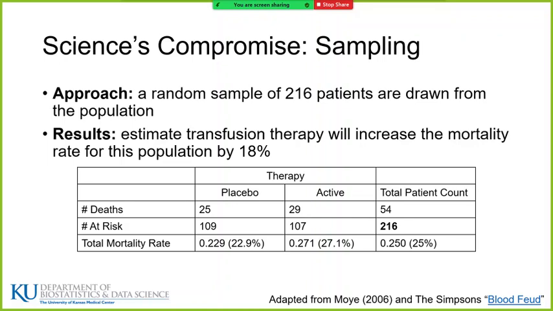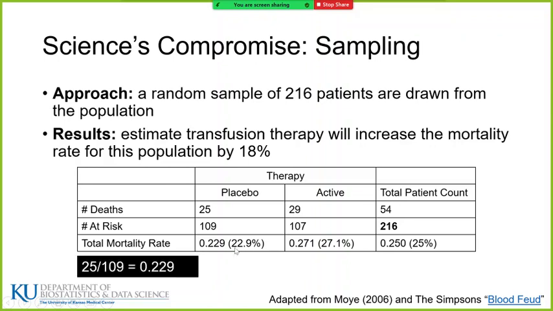So in this compromise, instead of all 2,000 patients, we take a random sample of about 10% of the population. That's a lot of the population, but only 216 patients. And we randomly assign them to either placebo or the transfusion therapy. We end up with 109 and 107 in those two groups, and we measure their outcome.